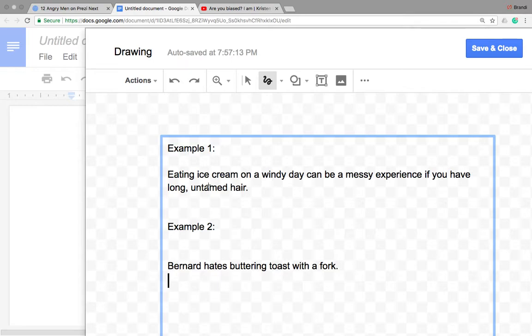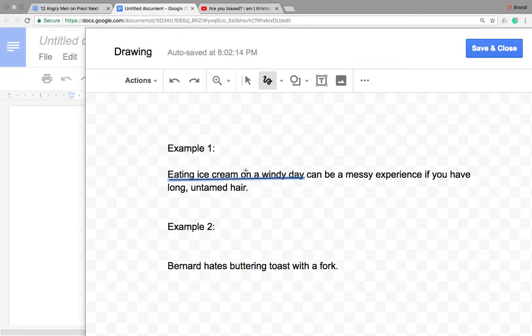So in example number 1, eating ice cream on a windy day can be a messy experience if you have long, untamed hair. These are some of the types of sentences that you guys would give, that you would put on the board, and sometimes we wouldn't know quite what to do with them. It wouldn't make sense that they were subjects. Well, now you'll know. Eating is the word that looks like a verb, but it's functioning as a noun. So I am currently eating ice cream on a windy day. That's the subject of my sentence. This thing can be a messy experience. So there's your subject. But because this also functions as a gerund, we're going to box it.